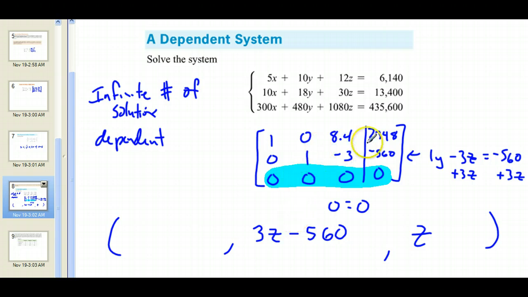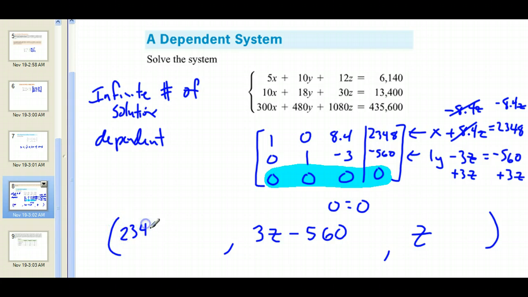What about the x coordinate? What does this say? This says 1x plus 8.4z equals 2348. So what can I do here? I can subtract 8.4z from both sides, and that'll go away. And I have x equals this minus this. So that means x equals 2348 minus 8.4z.